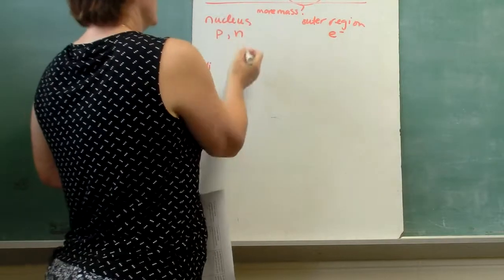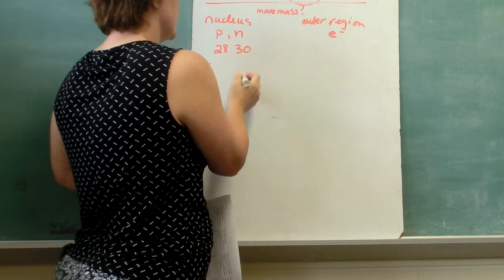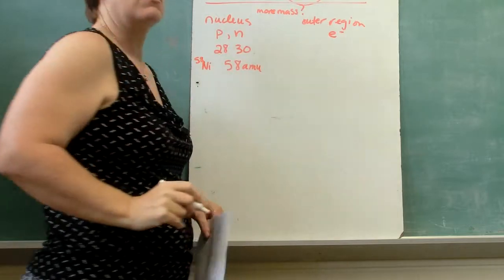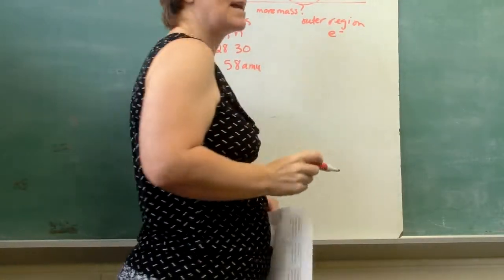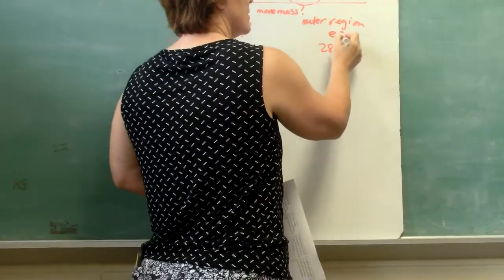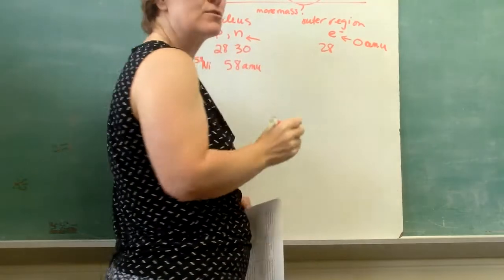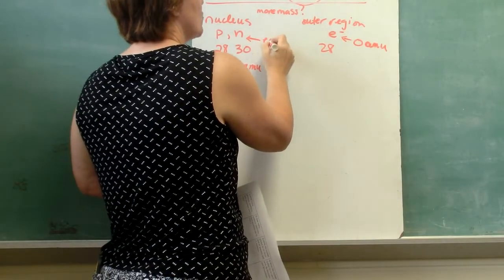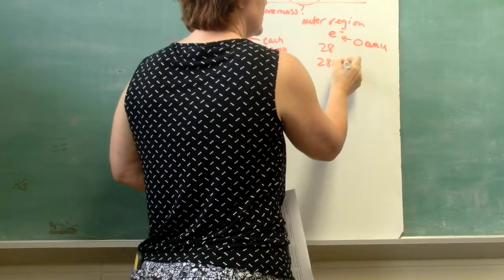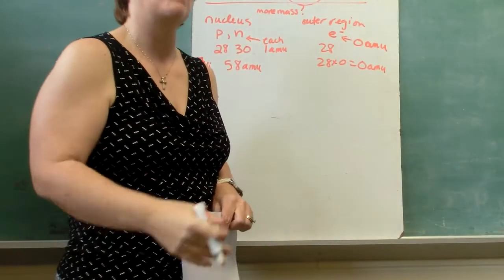It has 28 protons and 30 neutrons, so 58 AMUs would be in the nucleus. Now we said earlier that in the outer region it has 28 electrons, and the electrons weigh approximately 0 AMUs. It's got a tiny bit of weight, but it's so small we just call it 0. These are each 1 AMU. So 28 times 0 in the outer region is essentially no mass.